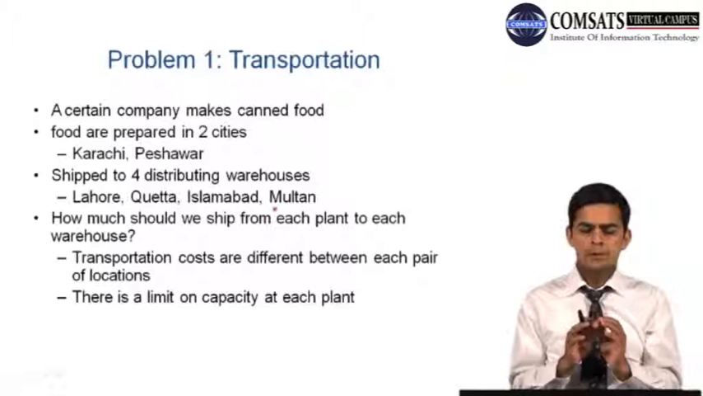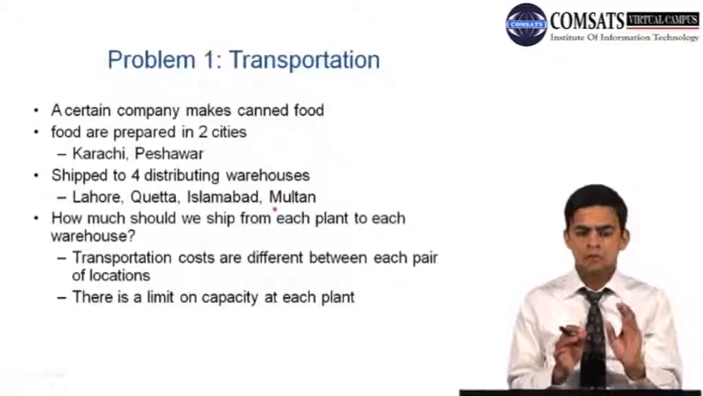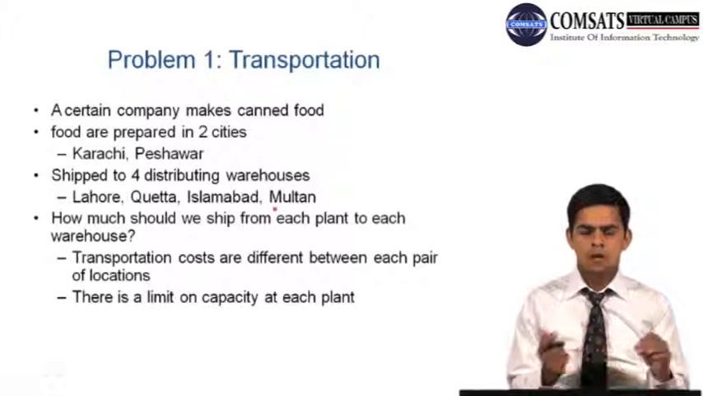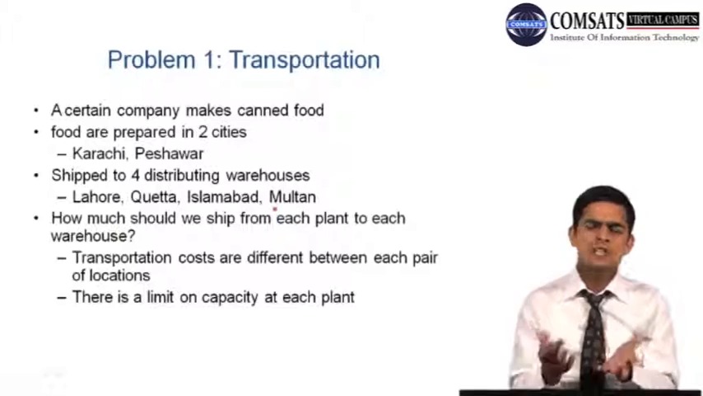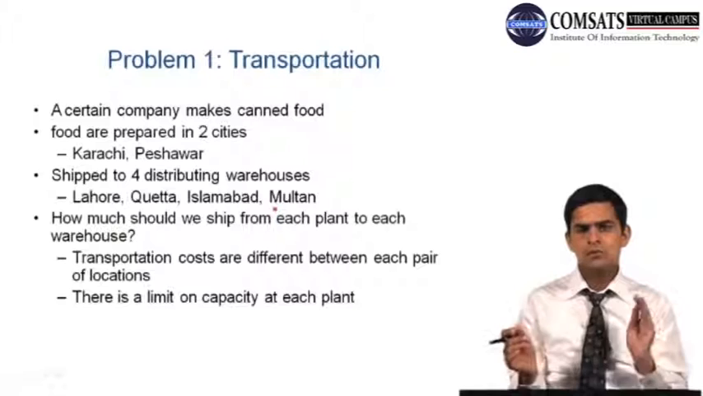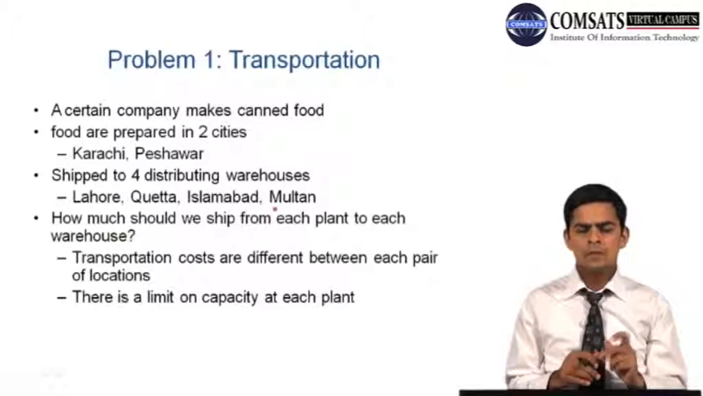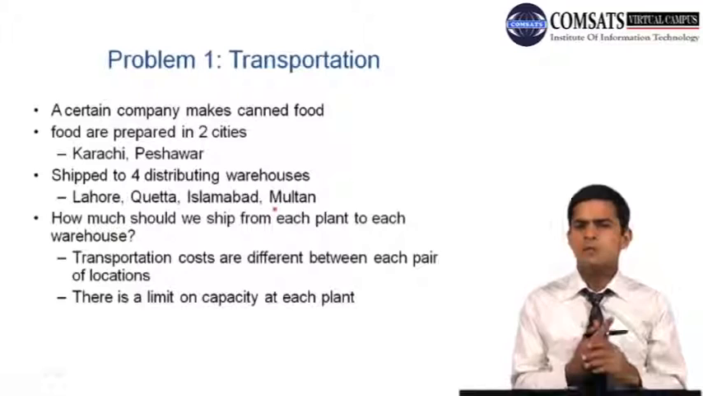There are two plants, Karachi and Peshawar. So each plant has a different capacity to produce, let's say, food. Maybe Karachi plant is bigger, so it has more capacity. You can make more canned food in Karachi. The Peshawar plant is maybe smaller, so you can make less canned food. So let's say Islamabad is very close to Peshawar, but Peshawar is a small plant, so Peshawar cannot fulfill all the requirements of Islamabad. So then you have to go back to Karachi.